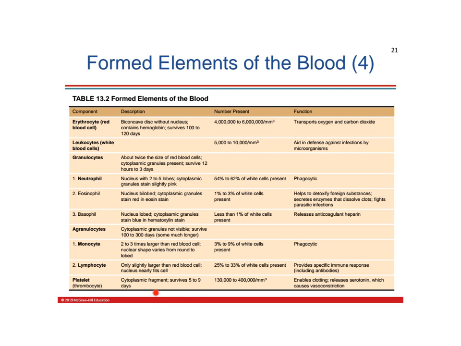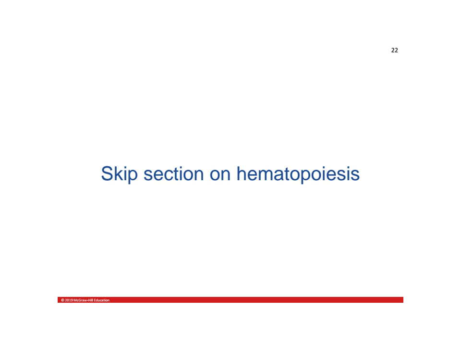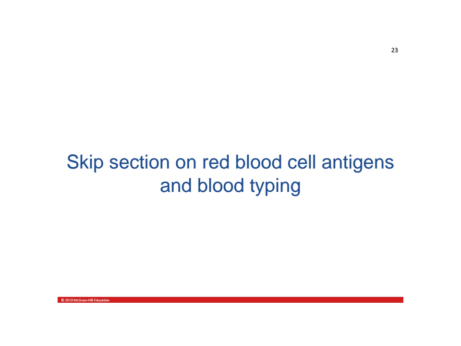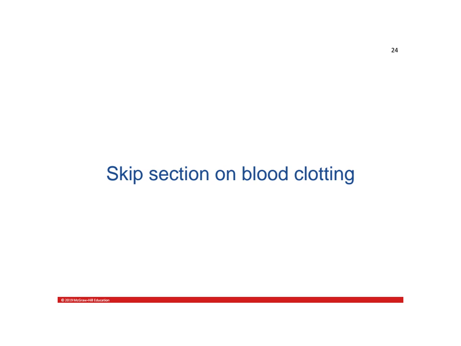Platelets, also called thrombocytes, are involved in clotting. They release serotonin, which causes vasoconstriction. So both of those factors are helpful when you have a breach or break in the vascular system. We're going to skip this section on hematopoiesis. We're also going to skip the section on red blood cell antigens and blood type. And finally, we're also skipping the section on blood clotting.